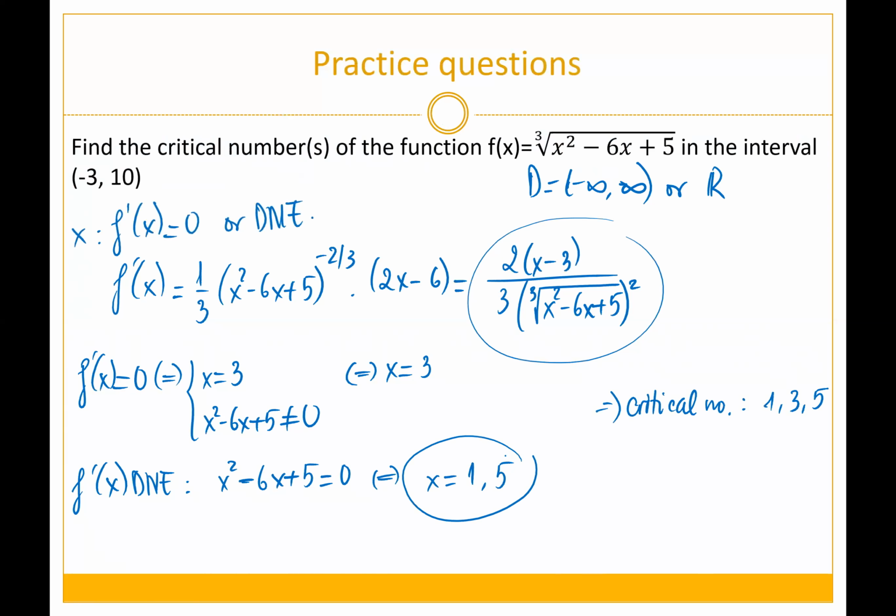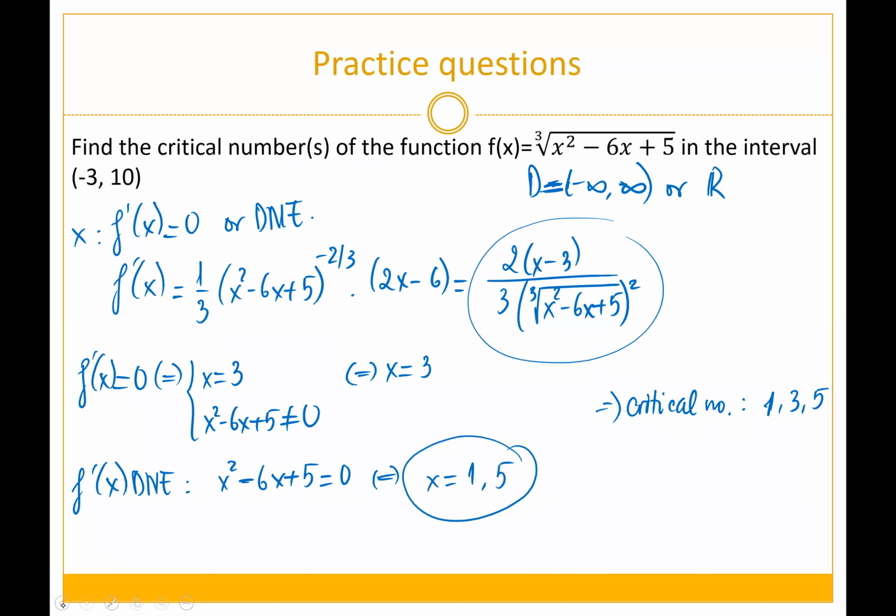Note the fact here that you have 1 and 5, but you take both of them because both of them are in the domain. If you have a domain, say it is R excluding these 2 points, then you don't even need to account for them in the final critical numbers. But here we have a domain including everything, so you're going to take both of those points as well. So that's the critical number finding.